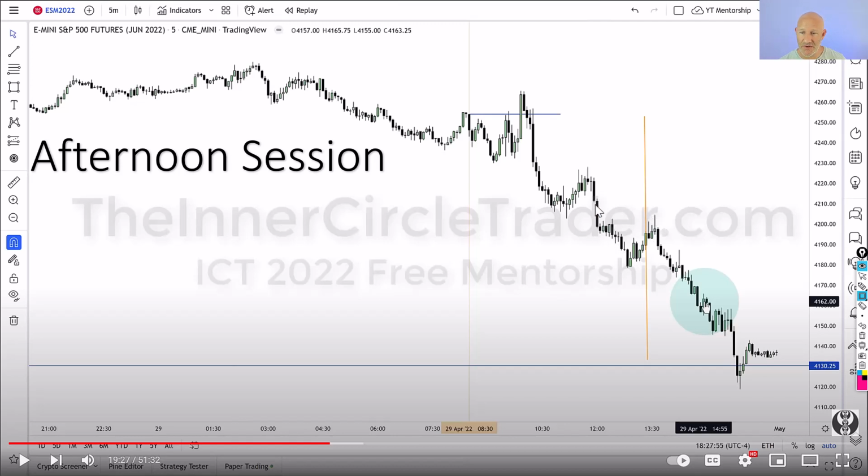And so if we look to our left, you can see we had this big displacement down. We had these two fair value gaps that were painted in that process. If we just mark out our fair value gap here, you can see after 1:30, we trade back up into that zone before then selling off as we attack this sell side liquidity relative equal lows down here.